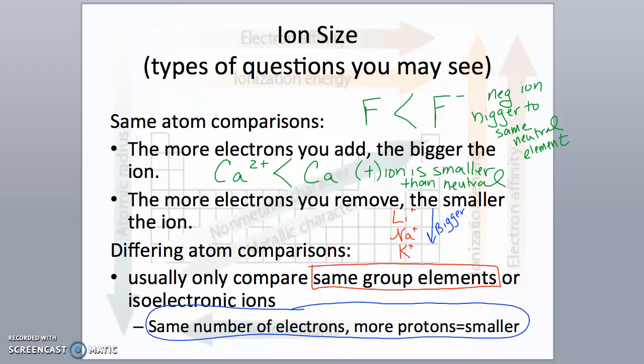Oftentimes, ion size is compared. This is not necessarily a periodic trend unless we're comparing ions within the same group. Let's consider group 1, the alkali metals. The potassium ion would be larger than the lithium ion. More common is to compare an ion to its neutral atom.